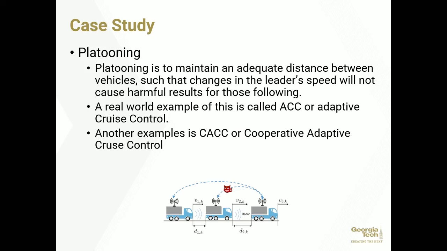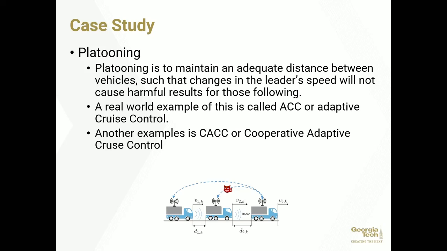So the case study that this paper goes over is platooning. So what is platooning? Platooning is the idea of maintaining adequate distance between vehicles, such that changing the leader speed will not cause harmful results for those following. Some real-world examples of this are called ACC, or Adaptive Cruise Control. Another example is called CACC, which is Cooperative Adaptive Cruise Control.